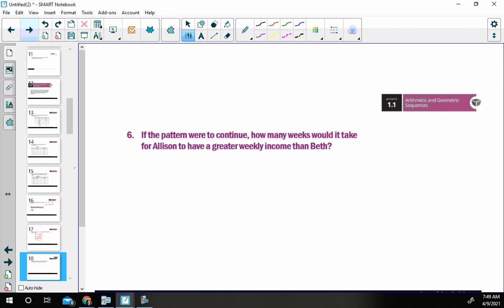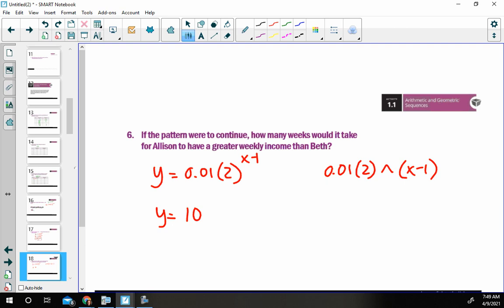Okay, if the pattern were to continue, how many weeks would it take for Allison to have a greater weekly income than Beth? What we're going to do is graph this. The first one we're going to graph is 0.01 times 2 to the x minus 1, using an x. The other one is a constant 10. We're going to put the first one in y1, the second one in y2. If you have a TI-83 or an older TI-84, remember, for your exponent you have to put the x minus 1 in parentheses. When you type it in, you'll do your caret, and if you get prompted with the power, you can just type x minus 1. If in doubt, put parentheses. You'll always be right.